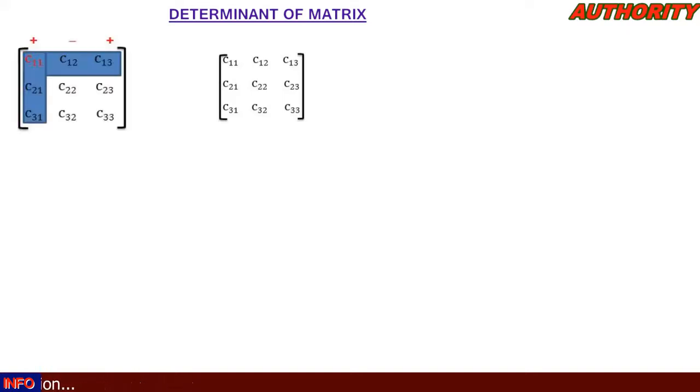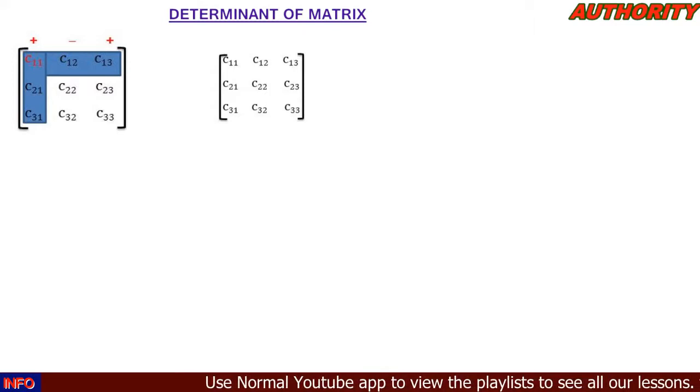We have C11. So what does C11 mean? It's the first row, first column. That means we are going to cover the first row and the first column. You remember, you pick it first. You pick the C11 and then you cover the first row, cover the first column.